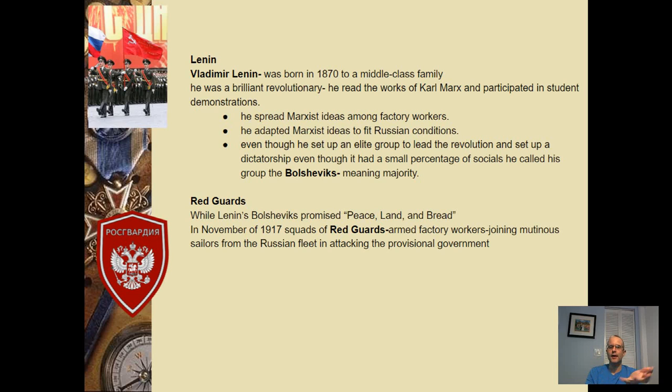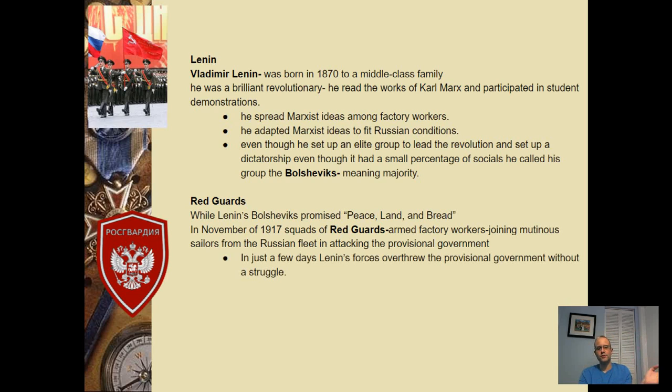By 1917, Red Guards, which were armed factory workers joining mutinous sailors in the Russian fleet, attacked the Provisional Government of the Duma, right? They literally attack it. Why is it important to note the Red Guards? Because red is also a label for someone that's a communist, and that's used in the 1950s with the Red Scare in America. So if someone says that or alludes to that, it's literally labeling someone a communist by saying red, just so you know, and that's why having that in bold is important.